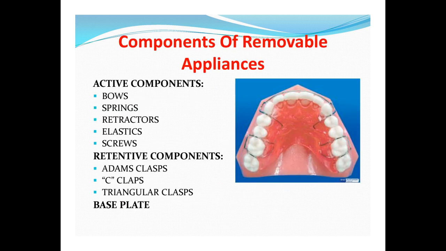So before going into detail about each appliance, we should know the different components, that means parts. The different parts of the appliance can be classified into active components and retentive components. Active components are those which cause tooth movement. Under that we have bows, springs, retractors, elastics, screws. Retentive means you don't want the appliance to move or shake when the patient is eating or talking. Under that we have Adams clasp, C clasp and triangle clasp. Let us go one by one.